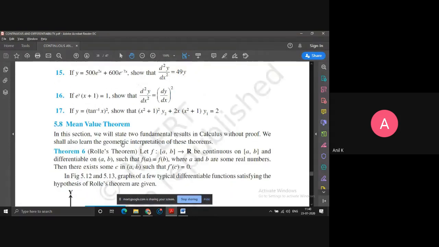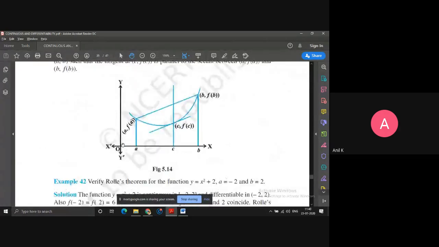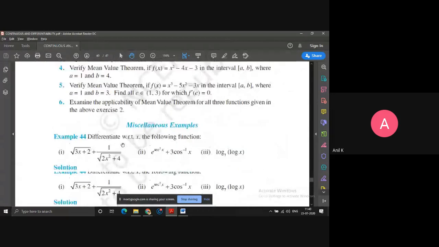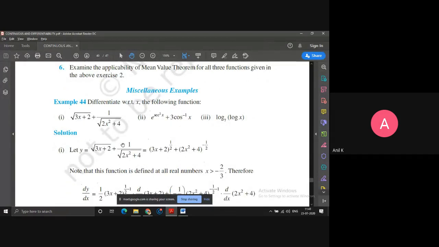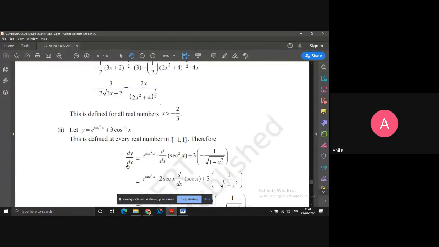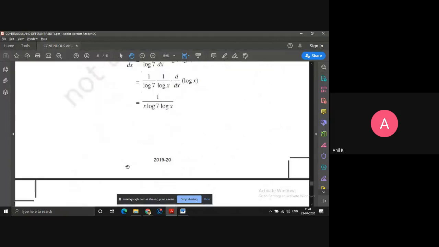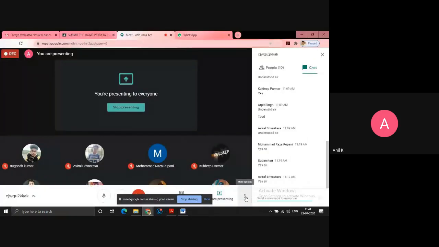Next one we have is mean value theorem. I think this mean value theorem is removed from the syllabus. Okay. So we officially completed the chapter. This miscellaneous example, let me see if I find some questions are difficult. I'll make a video and upload it. Okay. So anyone has any doubts?